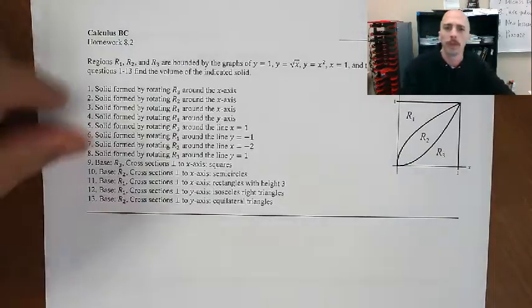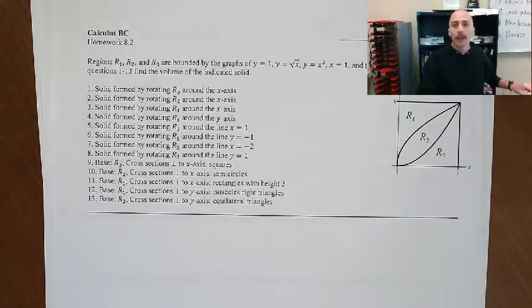All right, welcome. Let's do some volume problems for AP Calculus. Now this video is going to be all types of volume. It's going to be volume with disks, volume with washers, and volume with known cross sections. And if you're looking for specific examples of those things, I have them, and those are separate videos. This is just BC Homework 8.2.